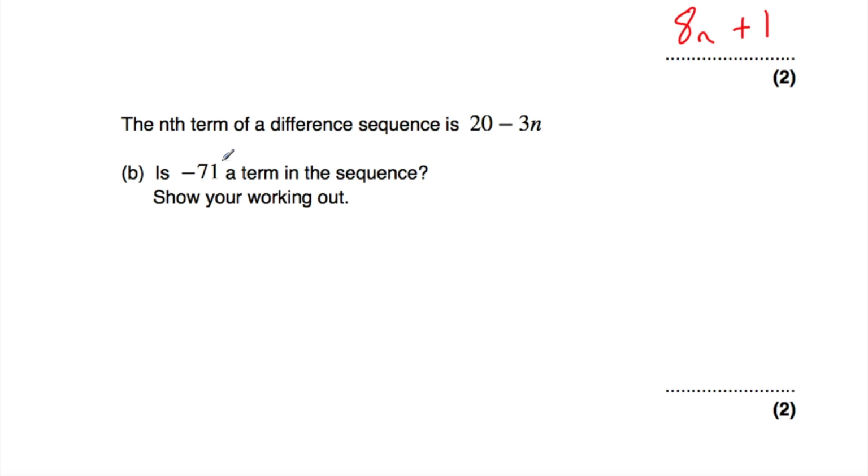And we're asked, is negative 71 a term in this sequence? Sure, you're working out. So we could substitute in 1, 2, 3, 4, and so on and see if minus 71 is a term in the sequence, but that'll take quite a lot of time. So if I want to see if a term's in a sequence, I like to put the nth term, so 20 minus 3n, equal to the term.